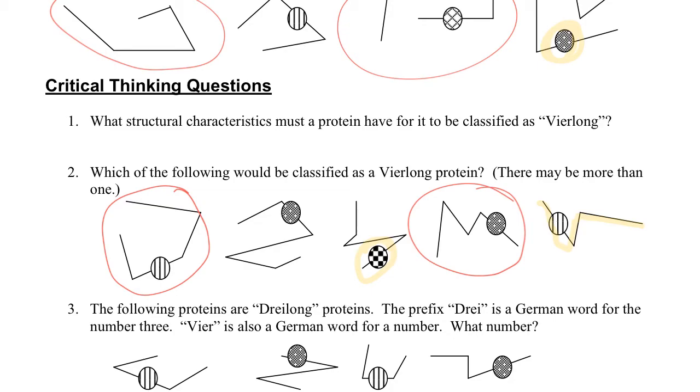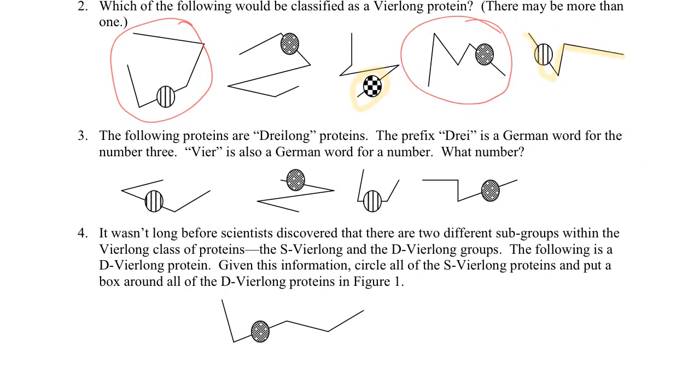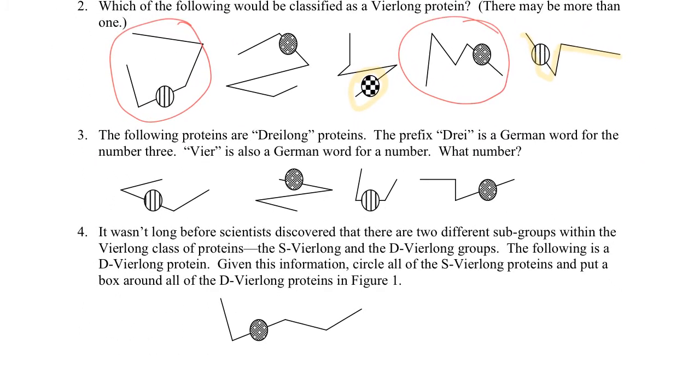Now if we move on to question 3, we see that we've got Vierlong proteins. Dry is a German number. Well, look at this. Notice that they all have the correct striped or dotted globules, but they all have 3 segments, every single one of them. So we can conclude from this that the German dry must be the number 3. And here, by the way, German vier is 4, so it's Vierlong protein.